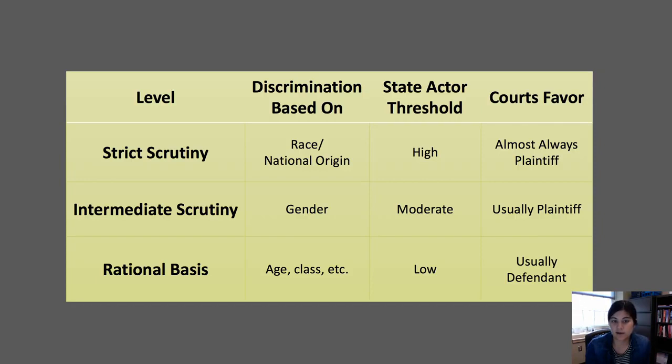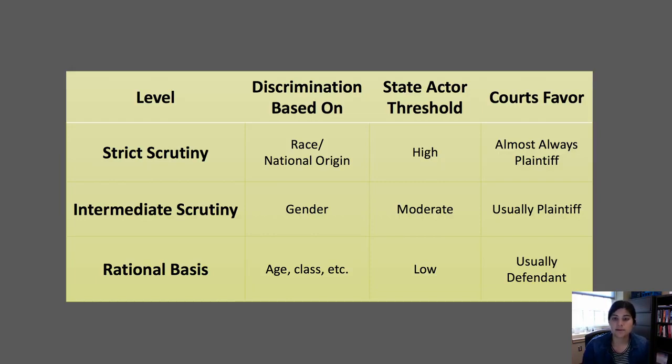So you can see here we have 3 established levels of scrutiny that a court can apply in an equal protection case. And these levels have been established over time through several court cases, and they are pretty broadly applied across both state and federal court systems. So you can see our highest level of scrutiny that a court can apply is strict scrutiny.